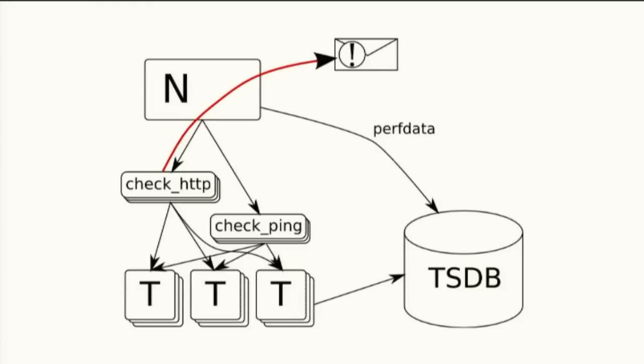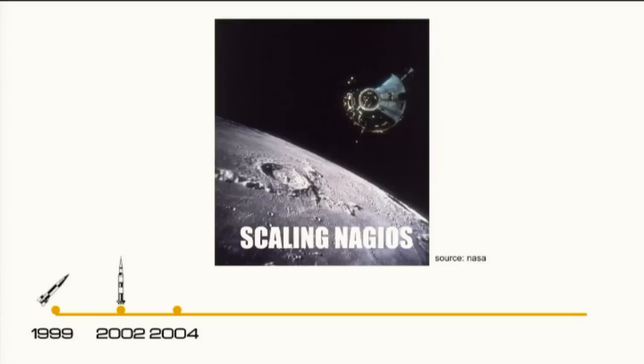Nagios bolted on performance data collection a little while later and stuck that in a little database, and it wasn't really used for any alerting because the check scripts were the ones performing that task. But you could always ask for this data later and draw it on a screen, so you could use it for later investigation and drawing charts and so forth.